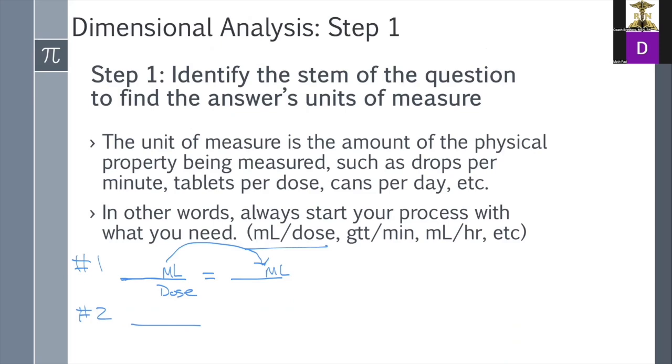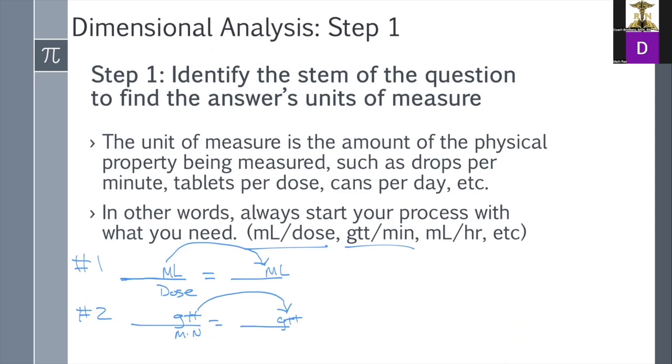How many drops per minute is the nurse going to set the infusion pump? Okay, great. If that's what I'm looking for, drops per minute, I put drops on the top and minutes on the bottom. GTT is the shorthand for drops. I write my equal sign, and I'm simply going to take my drops and carry them over to the other side. Just the numerator only, the units in the numerator. You notice how I don't have any numbers at all in this problem. I don't need any numbers to do my setup. I would start that way.